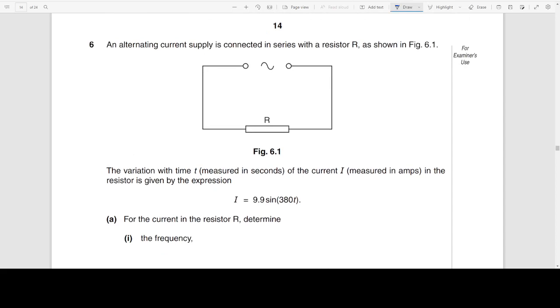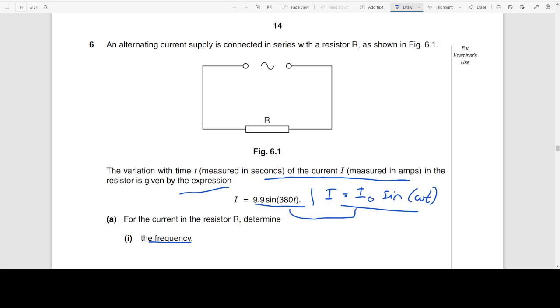And alternating supplies connected. Okay. Variation with time to current, correct. The frequency. So first we know this is equivalent to this format: I equals I naught sine omega t, correct? Both of these. And by looking at this, we know that omega is equal to 380.